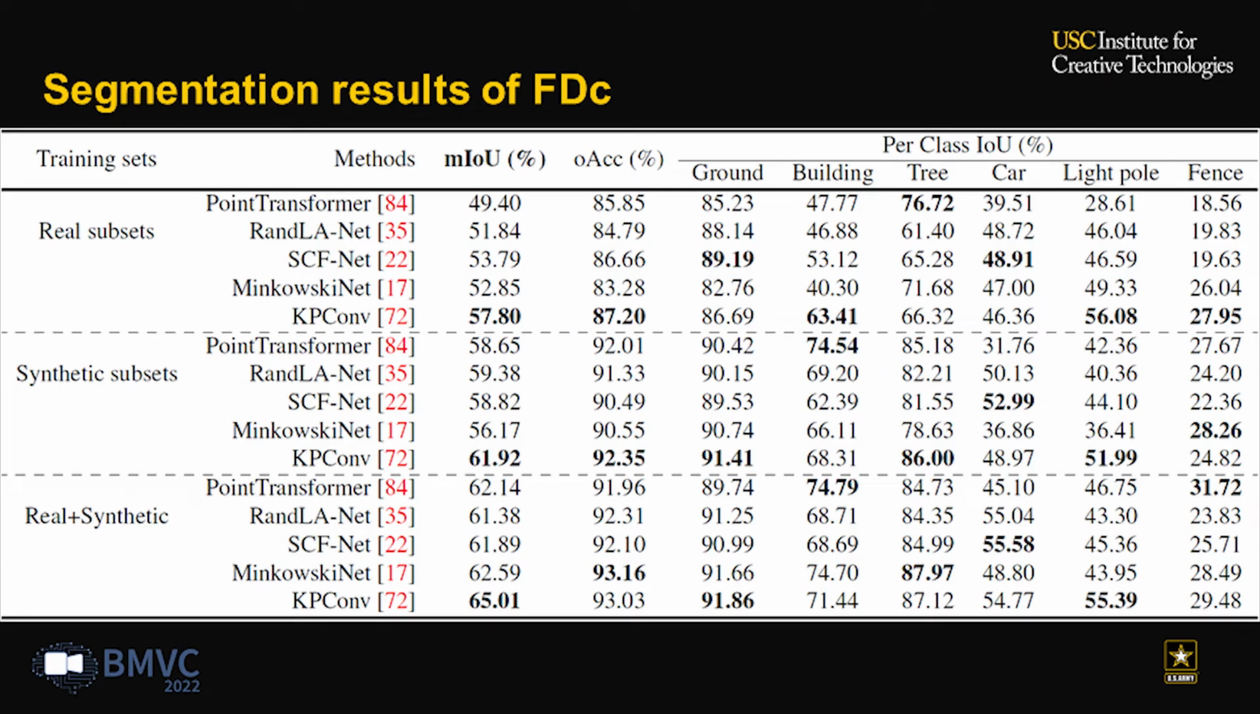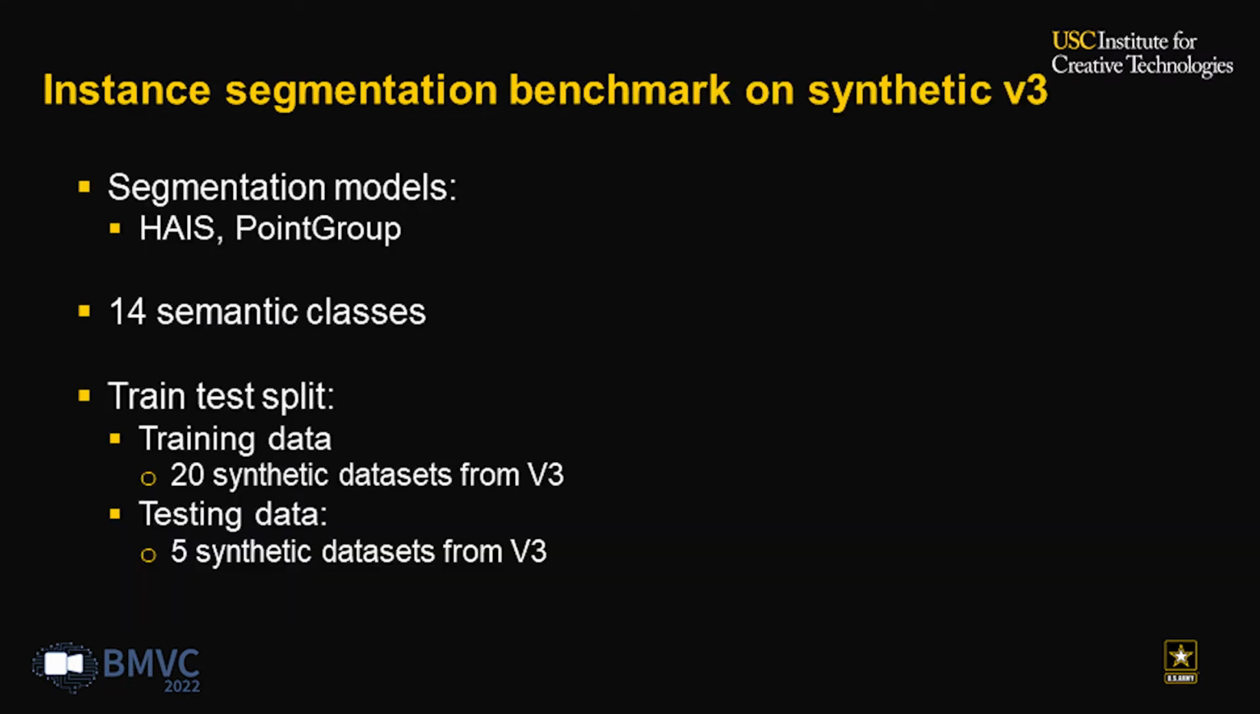Here are the results. A similar pattern can be found here, where the synthetic dataset outperformed the real-world dataset, and when using both real and synthetic datasets, the networks can achieve the best performance on mIoU. Since the previous experiment showed that the synthetic data has very similar characteristics to the real-world data, we also created this instance segmentation benchmark using only the synthetic data.